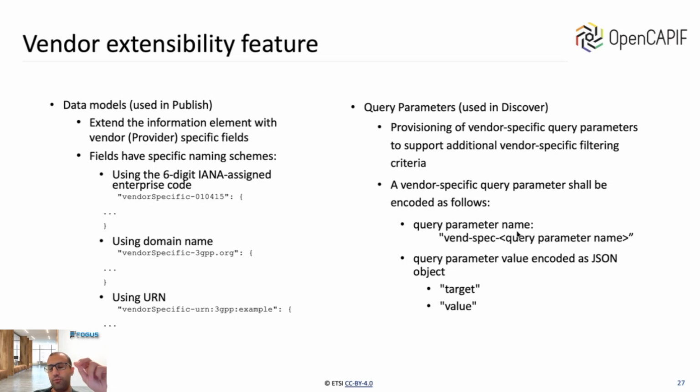I will show you that in the demo also, but when you add a vendor specific parameter, you do it that way: vend-spec and the query parameter name as a key, and as a value a JSON field with two subfields, the target and the value.